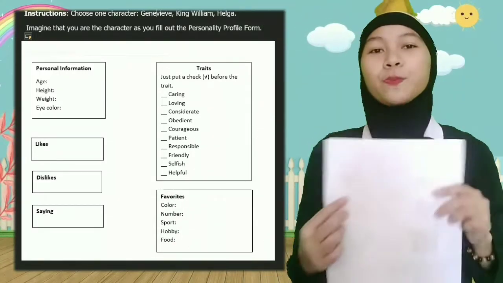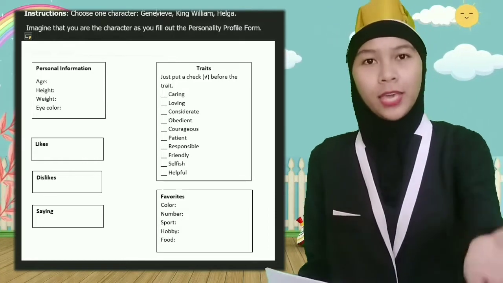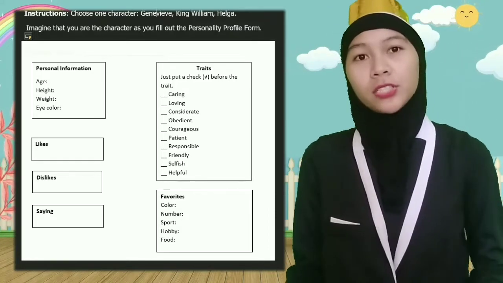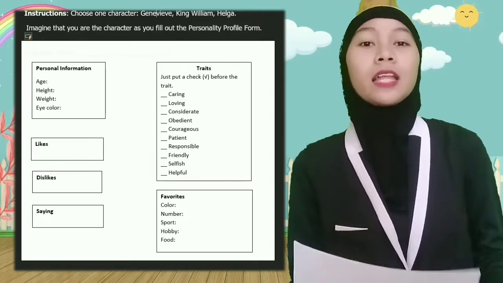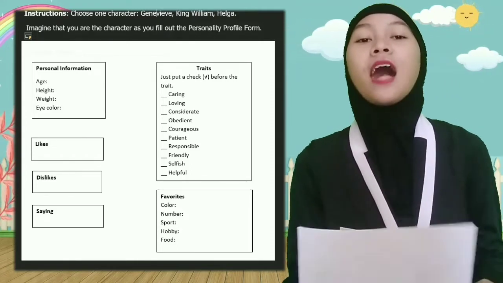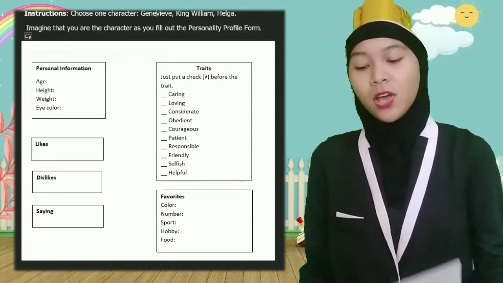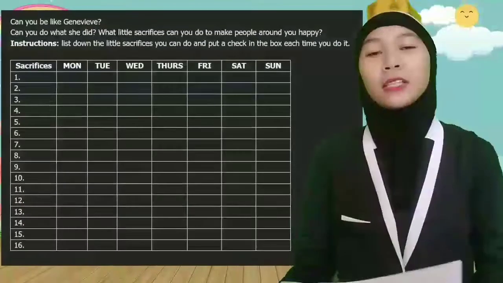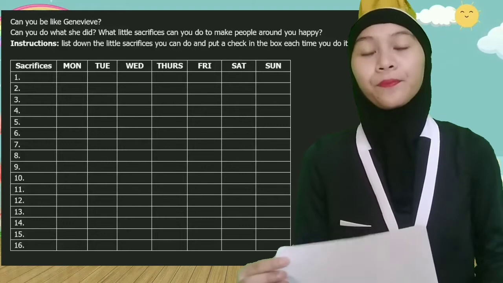Okay, so for the first part of your worksheet, who can read the instruction? Okay, thank you. Choose one character: Genevieve, King William, or Helga. Imagine that you are the character as you fill out the personality profile form. Very good. Okay, on the next page of your activity, we have the second. Who can read the instruction?